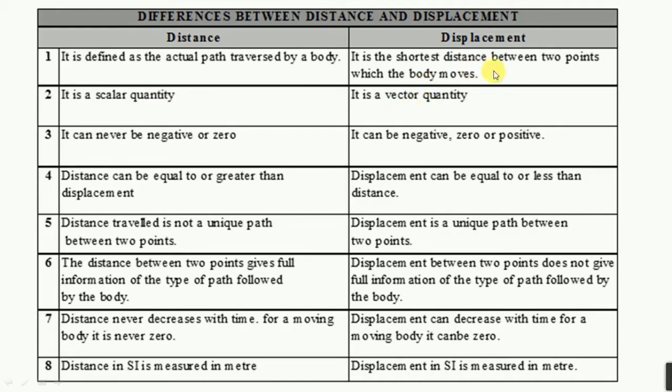Vector means any quantity which has direction and magnitude and obeys the law of vector addition. If a body is moving, then it cannot have zero distance, but a body which is moving can have zero displacement. And these other parts we have already discussed. You can pause the video and read by yourself.